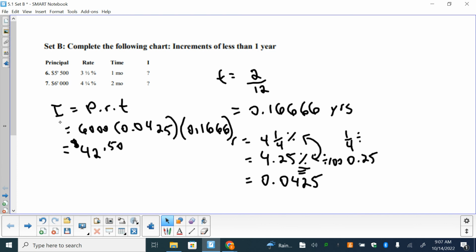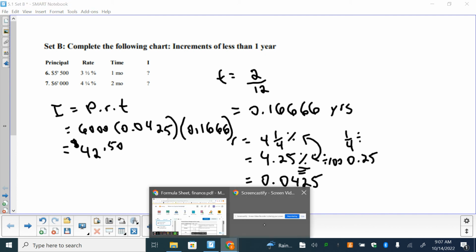So what does this mean? This would mean that this would be how much I would get in interest every 2 months, always, because it's a linear relationship.